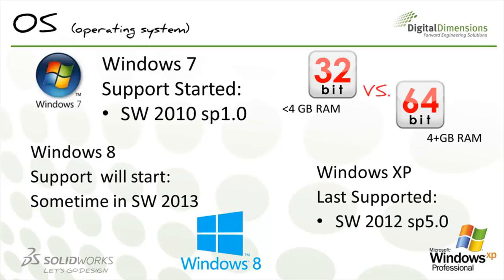Windows XP: one of the things you've probably been getting warnings about already is that once Service Pack 5 of 2012 hits, we will no longer be able to support any newer versions of SOLIDWORKS on Windows XP. Not to say that you can't just stay at 2012 Service Pack 5 and stay with XP, but if you're getting a new machine, I would definitely recommend going with Windows 7, or if it's later next year, you might want to get a Windows 8 machine.